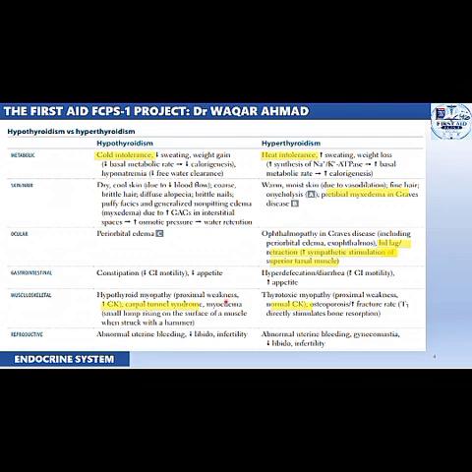Now, the key high-yield points of hypo and hyperthyroidism. We have already discussed that hyperthyroidism takes the body to a high energy level. So the basal metabolic rate will increase. There will be heat intolerance, increased sweating, and weight loss. The skin will be warm and moist due to vasodilation. So, in contrast, in hypothyroidism, there will be cold intolerance, decreased sweating, weight gain because the basal metabolic rate will decrease, and the skin will be dry and cool due to decreased blood flow.